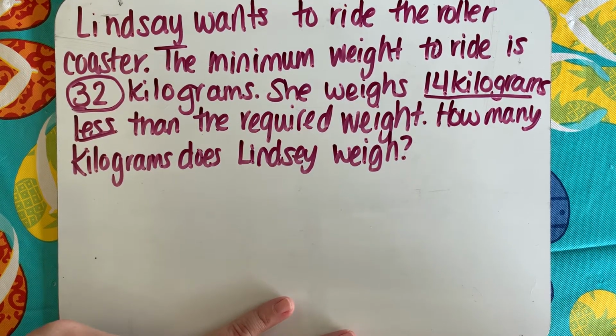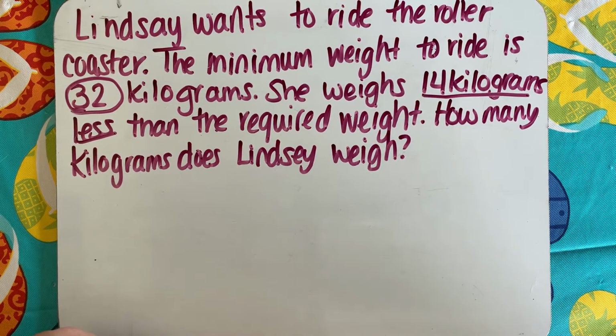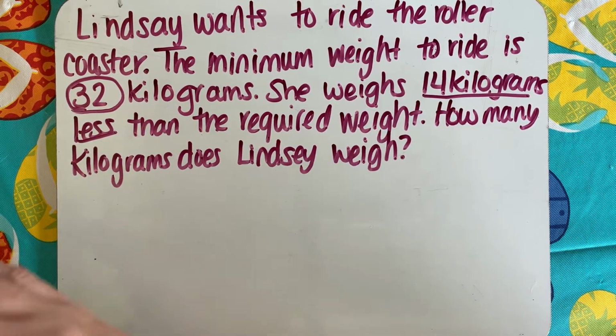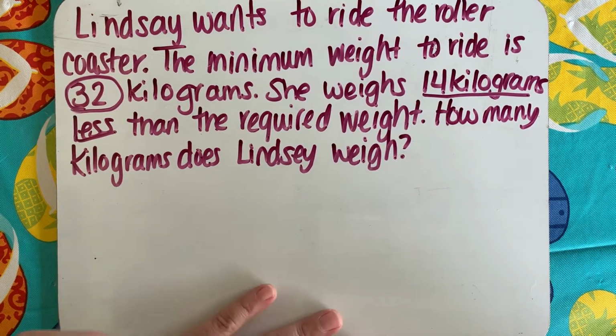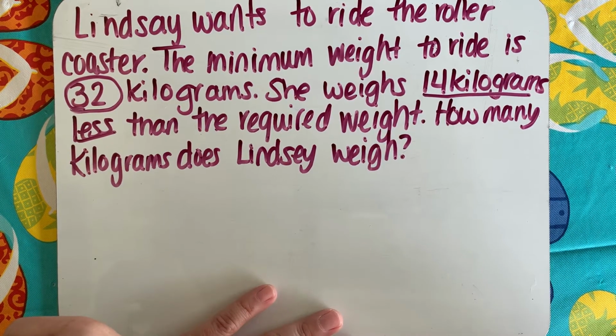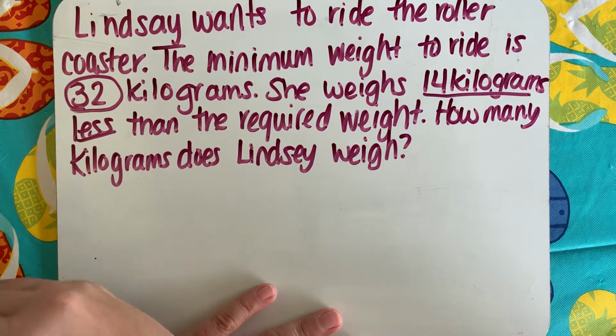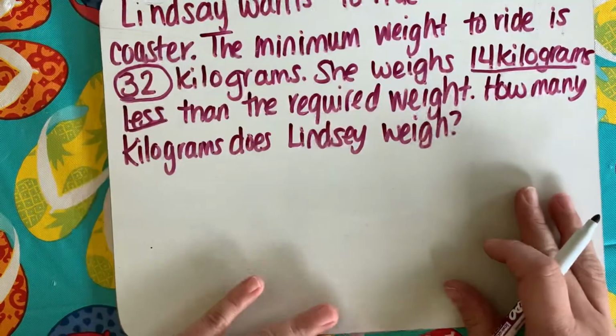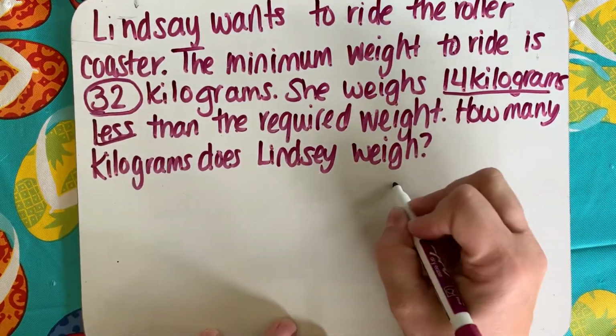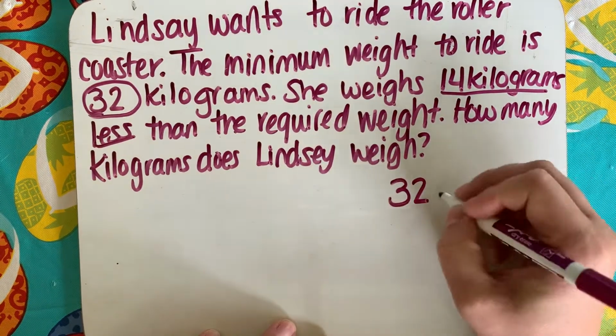So what we're going to do here is take our two numbers and figure out the difference between them, because she weighs less than the required weight and we want to know how much she weighs. So we're not looking for a total here. We're looking for the difference between the two. So we're going to take 32. That's the total amount you need to weigh to ride the roller coaster.